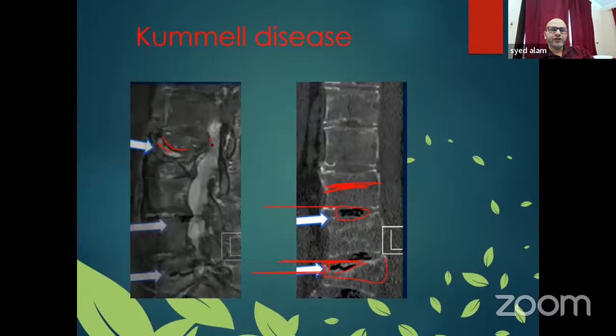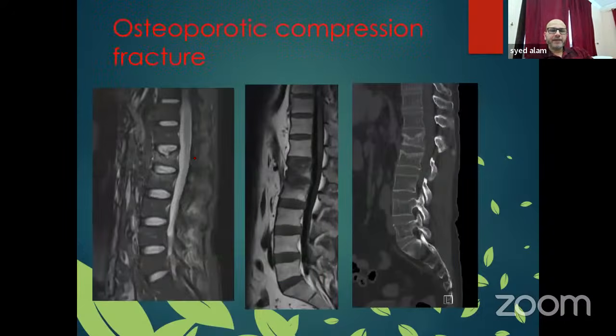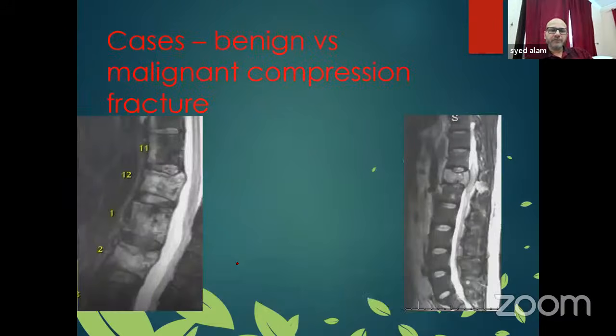Here also it is angulated. Okay. Here we can see there is a band of yellow normal marrow maintained, and see the margin is smooth, continuous. So this is osteoporotic compression fracture. Again, here the margin is angulated, so this is benign. Here the margin is convex, so it is malignant.